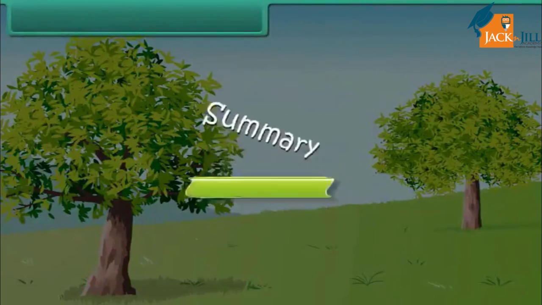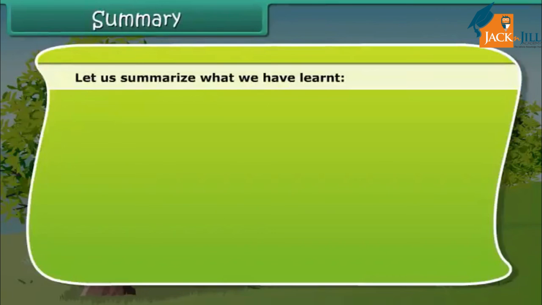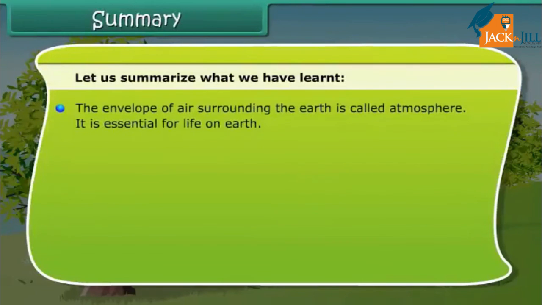Summary. Let us summarize what we have learned. The envelope of air surrounding the earth is called atmosphere. It is essential for life on earth.